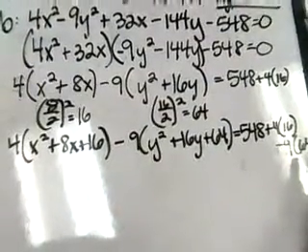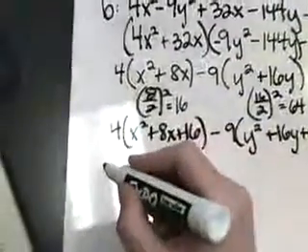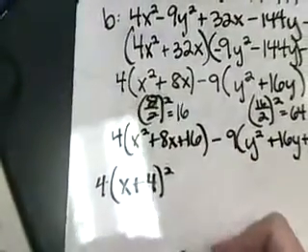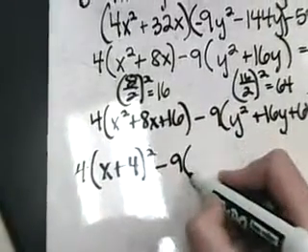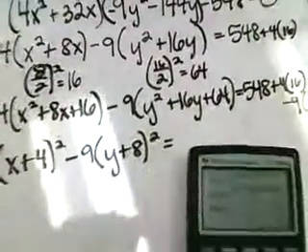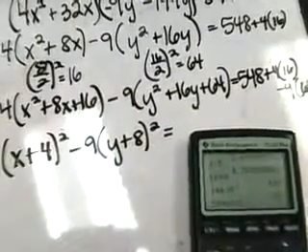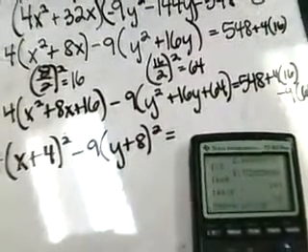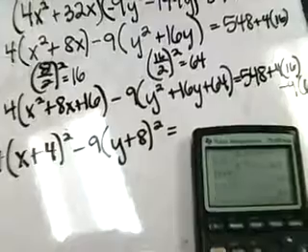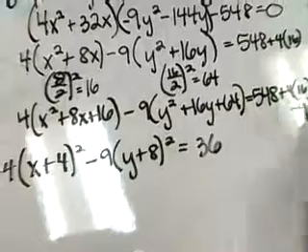Okay. Now I need to factor. I need to factor both these parts because I'm completing both of these squares. So this is going to factor to 4 times (x plus 4) squared. Remember, it's a perfect square trinomial. This is going to factor to y plus 8 squared. And then on this side, I'm just going to do all of it at once. I keep typing the wrong thing in. I get 36 on that right-hand side when I clean all of that up.